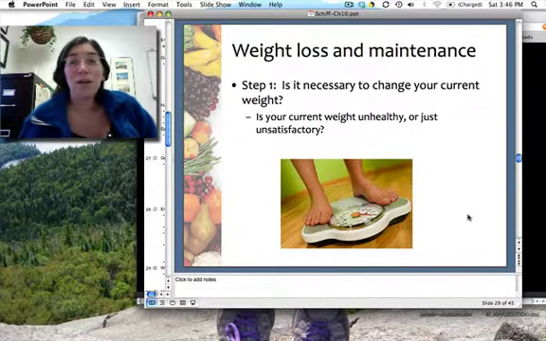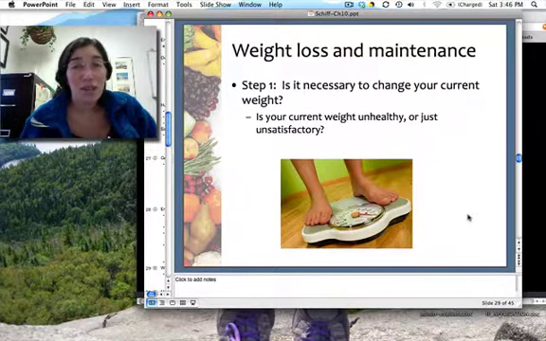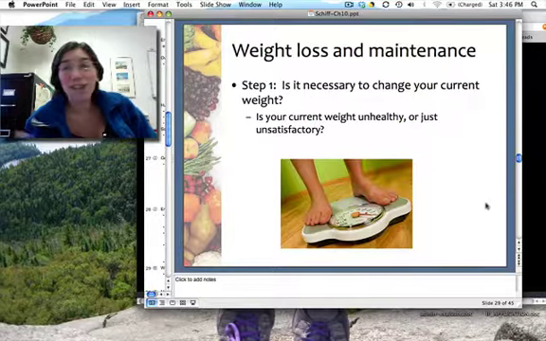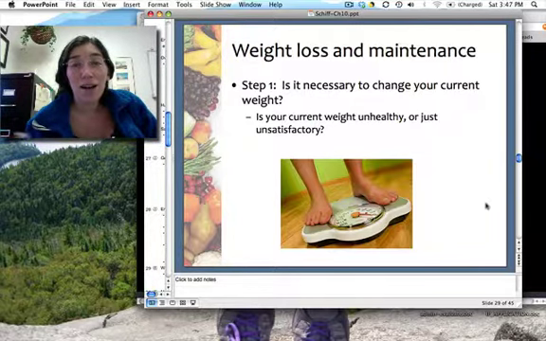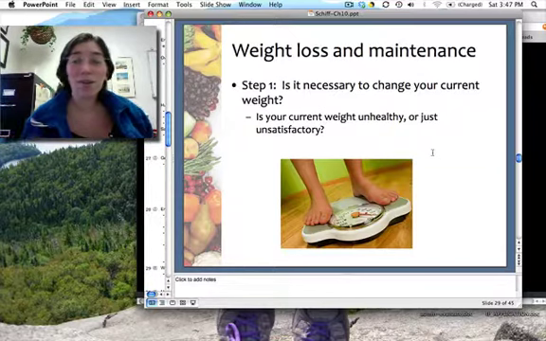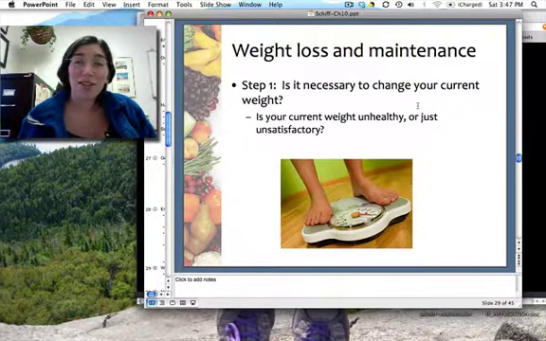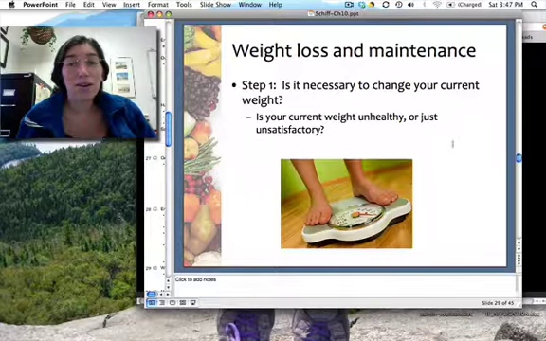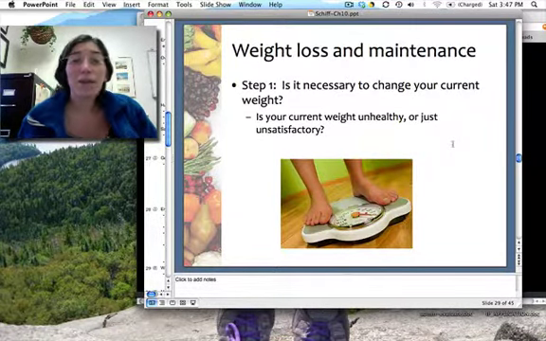So when it comes to weight loss and maintaining a healthful weight, the first thing you want to do before you embark on a weight loss plan is to ask yourself, is that really necessary? Is your body weight healthful or not? You can use your BMI, your body mass index, which you can calculate using a BMI calculator that you Google, or the one that's printed on your bar graph from your diet analysis. According to that BMI, are you overweight? Are you obese? If so, then yes, you probably should consider a weight loss plan.